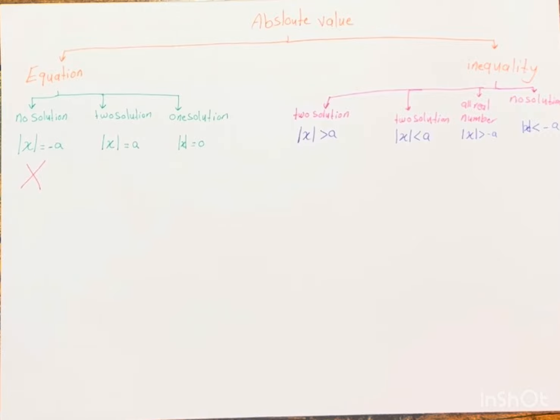My name is Dilan. In this video I will explain how to solve absolute value equations and inequalities. I prepared a diagram for it. There are two types: absolute value equations and inequalities. For equations there are three types, okay?